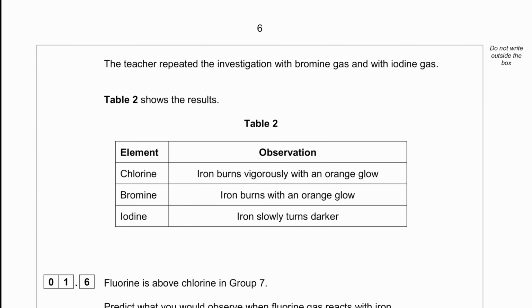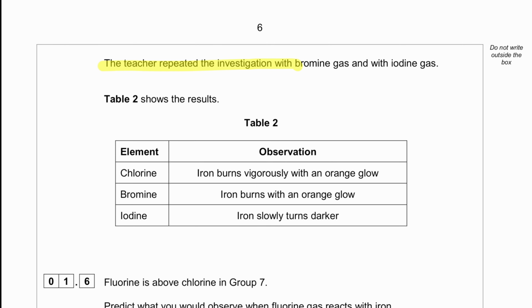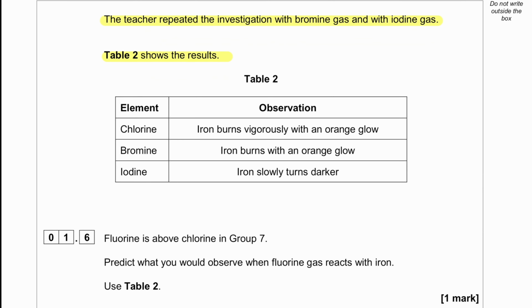The teacher repeated the investigation with bromine gas and with iodine gas. Table 2 shows the result. Chlorine, iron burns vigorously with an orange glow. Bromine, iron burns with an orange glow. Iodine, iron slowly turns darker. This indicates that the reactivity is going down. Reactivity decreases.